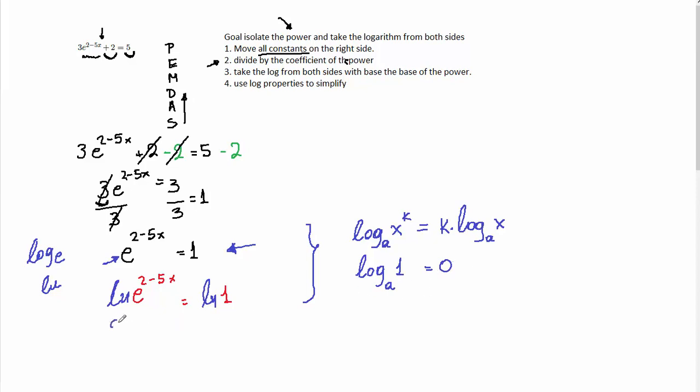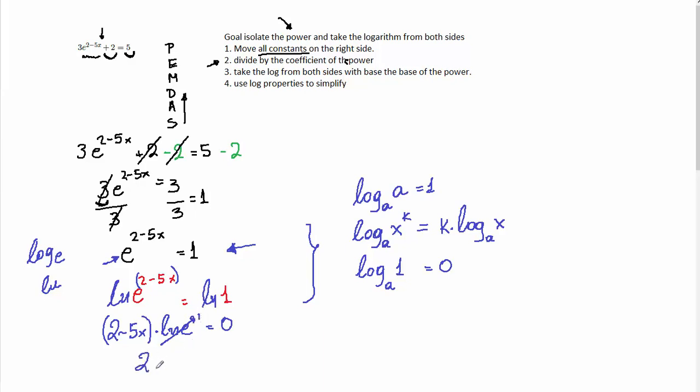So this means, first of all, that I can bring the 2 minus 5x down. Remember to put the exponent in parentheses. This is important, otherwise you will get confused. And multiply this by ln of e. And this is going to be equal to ln of 1, that is nothing else than 0. Now I have another property that tells me that log with base a of a is equal to 1. And ln of e is log with base e of e. So this is equal to 1.